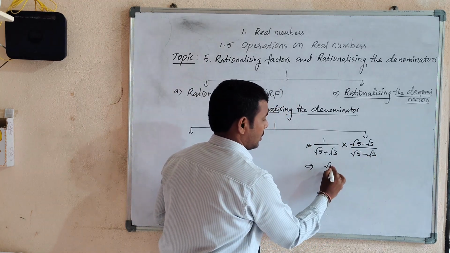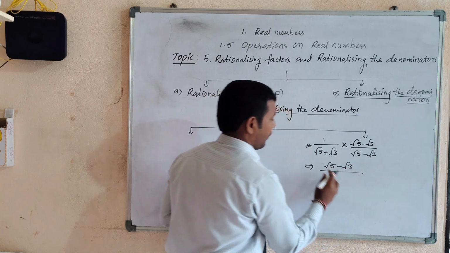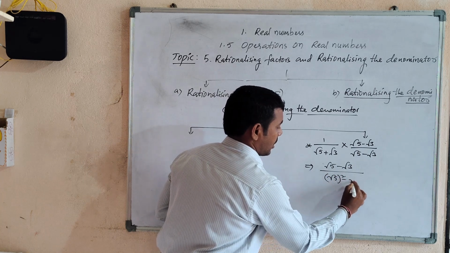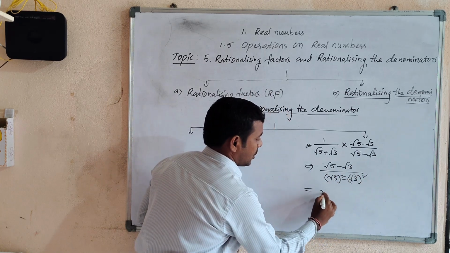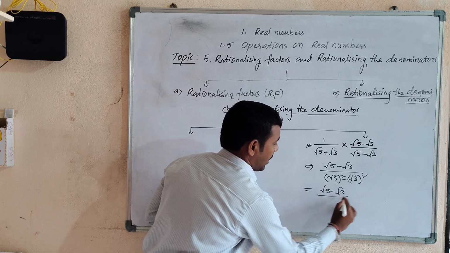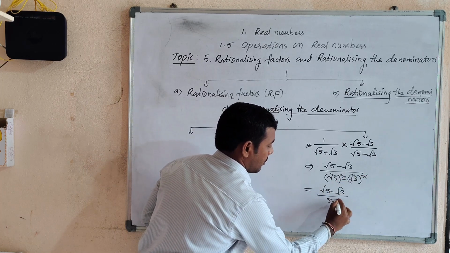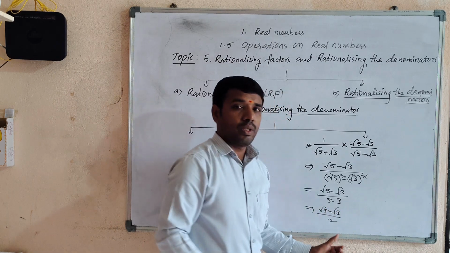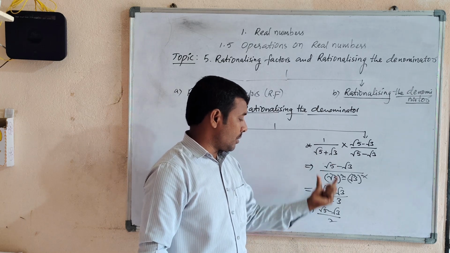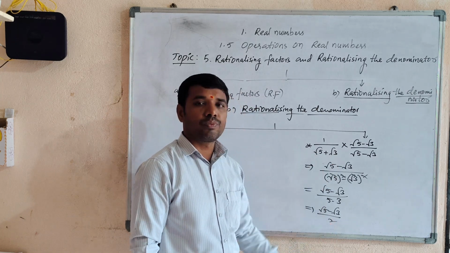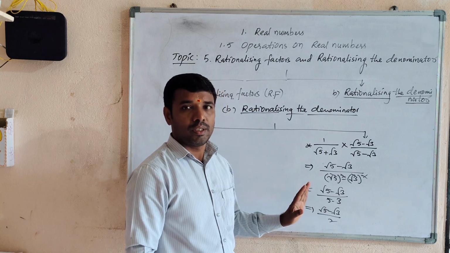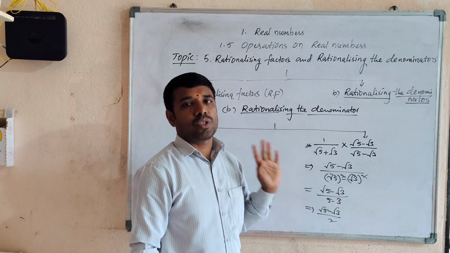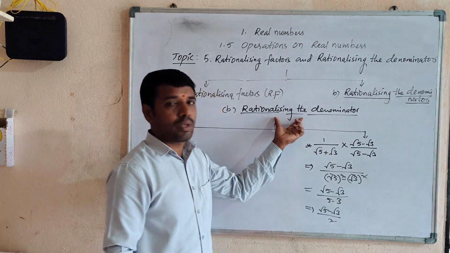1 into this whole, square root of 5 minus square root of 3, by here a plus b, a minus b. Now square root of 5 whole square minus square root of 3 whole square. Then square root of 5 minus square root of 3 by 5 minus 3, the square roots cancel. Then square root of 5 minus square root of 3 by 2. What happened? The irrational number in the denominator is converted to rational, that is 2. So this is the process to convert an irrational denominator to rational. For that reason this title is very important.